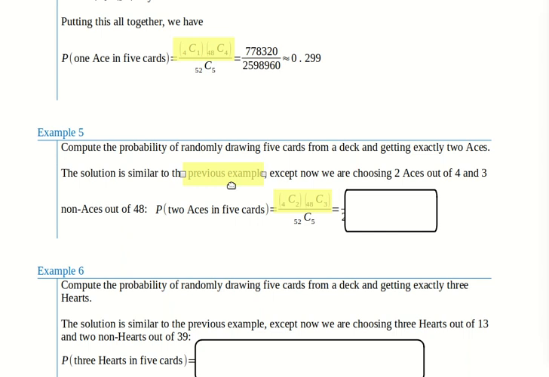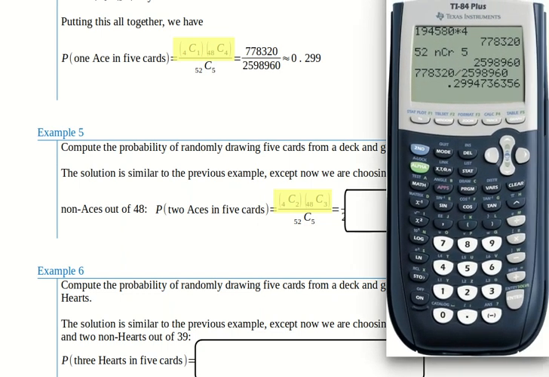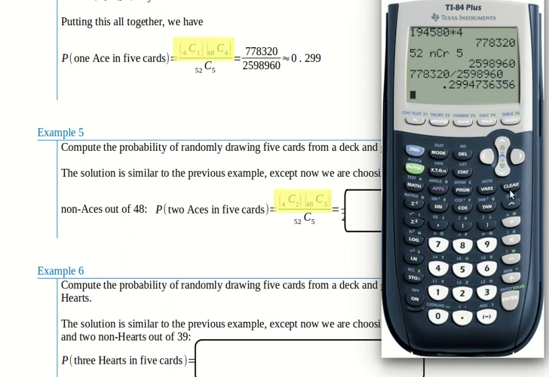Now we're choosing 2 aces and 3 of the non-aces. I'll also point out that the denominators are the same because the sample space is still the ways of choosing 5 cards out of 52. So let's put this in our calculator. I'm going to go up and grab that as we did before, and change the 52 to a 4.